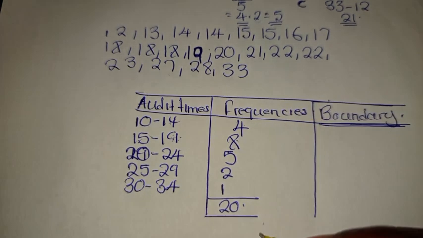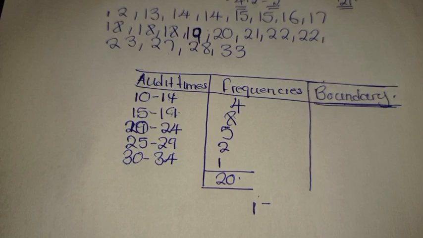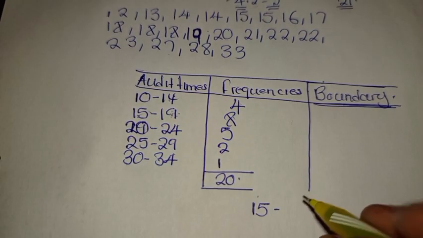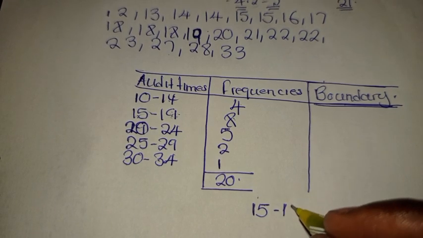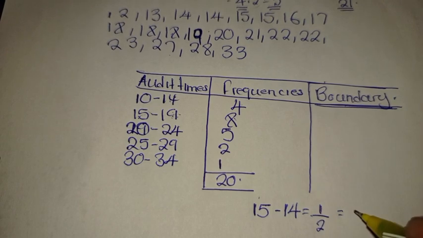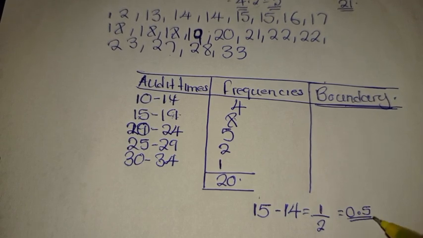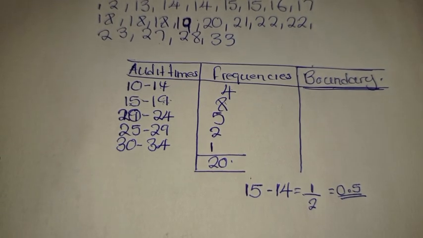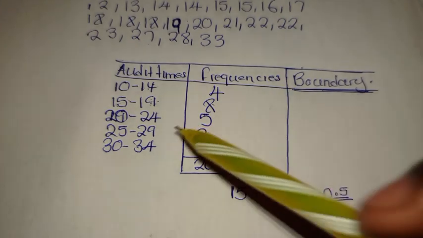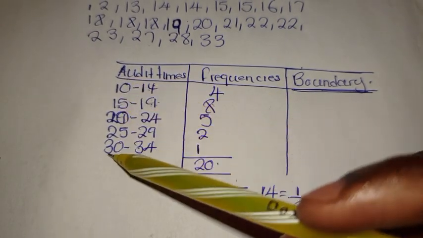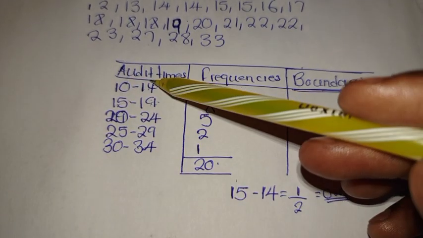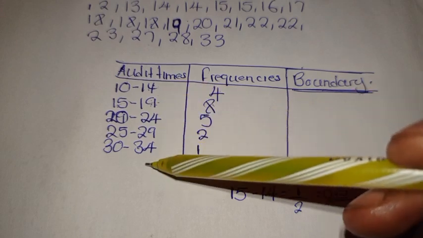We know for sure that the lower limit of the second class is 15, and the upper limit of the first class is 14. You get the value to be 1. Then you divide this by 2. You get 0.5. Now you will use the 0.5 to create what is referred to as the class boundary. You subtract it from the lower limit of every class, and you add the same 0.5 to the upper limit of each and every class.